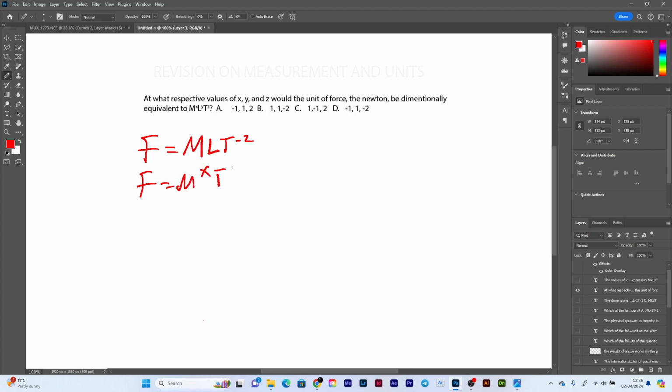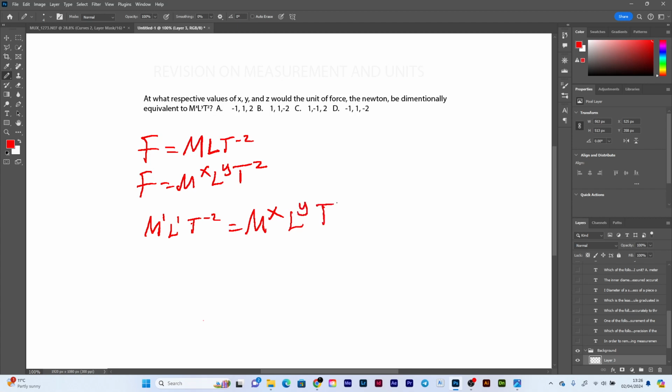M to the power of x, L to the power of y, and t to the power of z. So if you equate the two, you have this raised to power 1, raised to power 1, and raised to power minus 2. So this is going to be M^x, L to the power of y, and t to the power of z. So this M will cancel M, so x is equivalent to 1, and this will cancel this, y is also equivalent to 1, and z is equivalent to minus 2. So your right answer is going to be 1, 1, minus 2. That's option B.